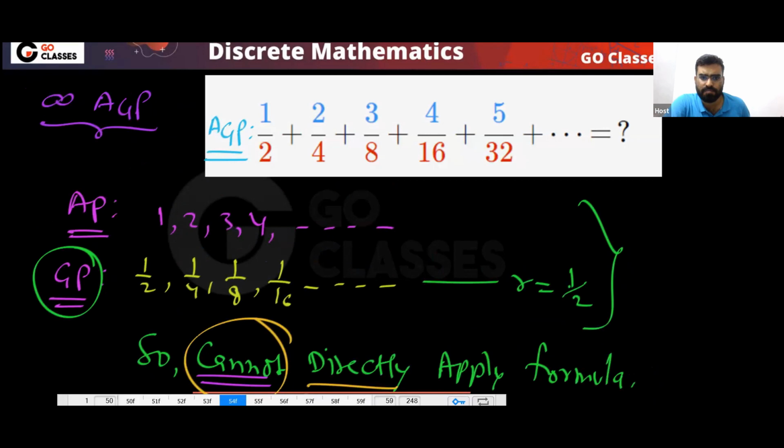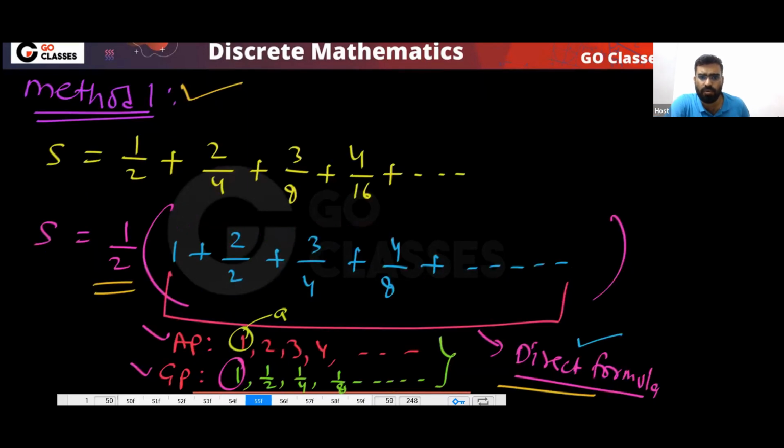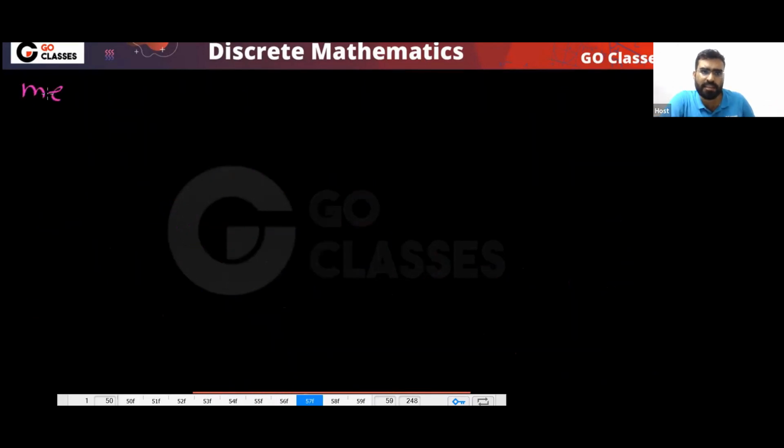Now let's see method number 2. Let me tell you, method number 2 is like this. Very simple. This method 2 is actually much better than method 1. This is much simpler than method number 1.